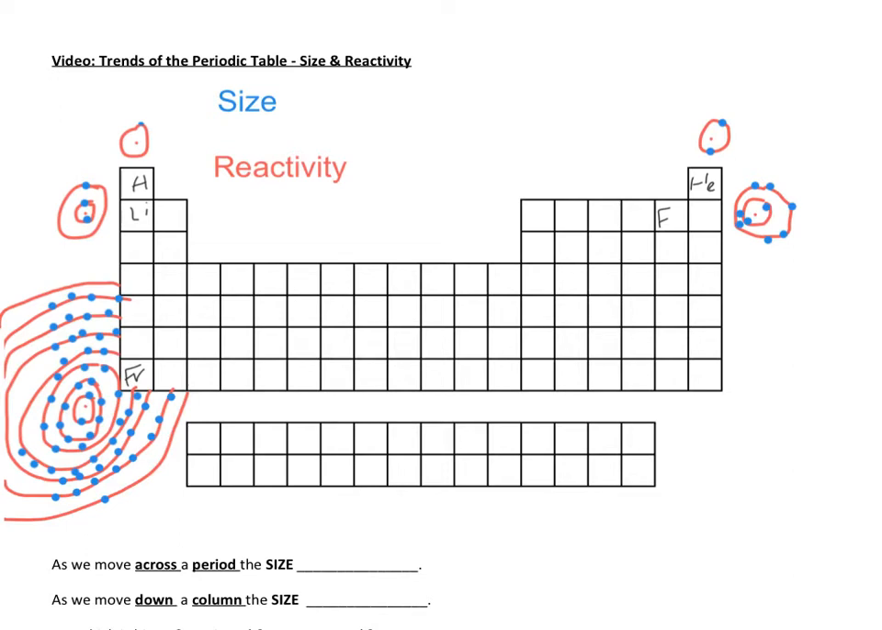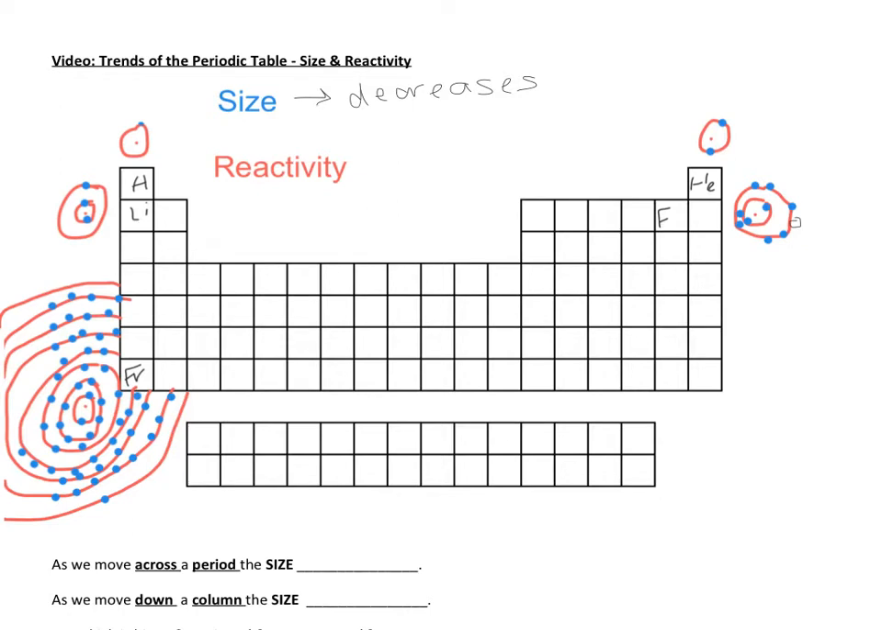Fluorine has its inner shell filled, but its outer shell has 7, and it wants one more to get 8. As we go across the periodic table, my atoms start to want to get more and more electrons. Here, fluorine very badly wants to fill the hole that it has right here in its outermost shell. Because of that, it continues to hold its electrons closer and closer to the nucleus. So as we go across our periodic table, our size decreases. And it decreases because our nucleus is holding on to our electrons closer and closer.